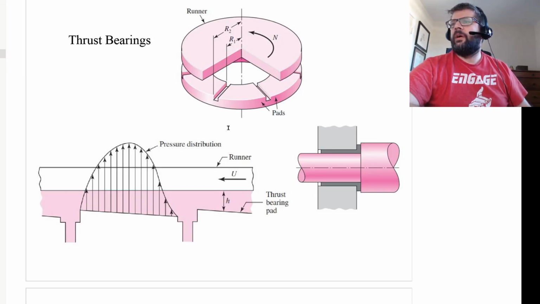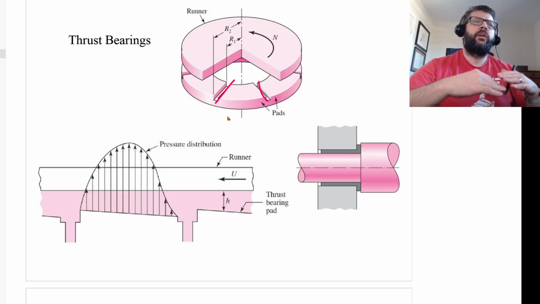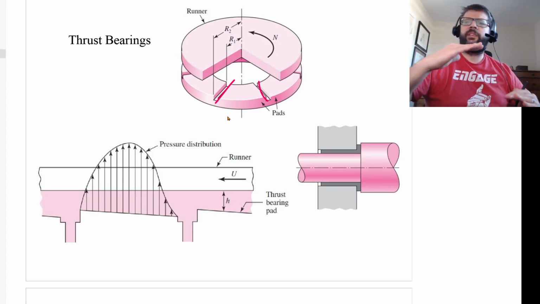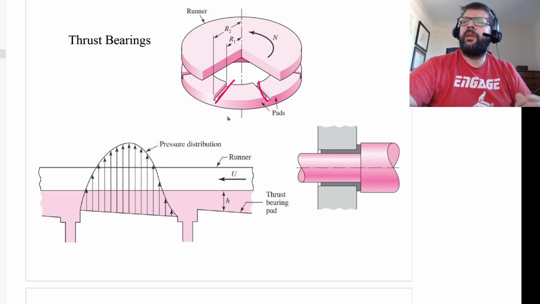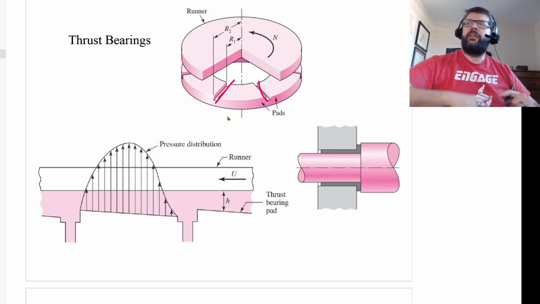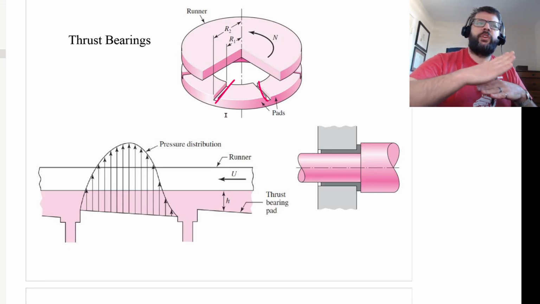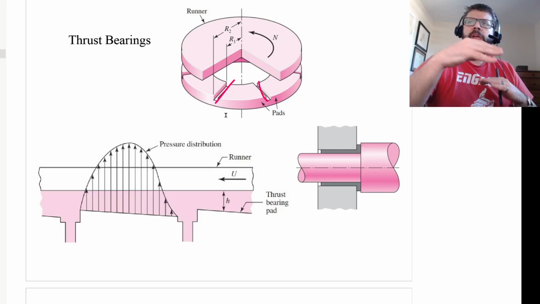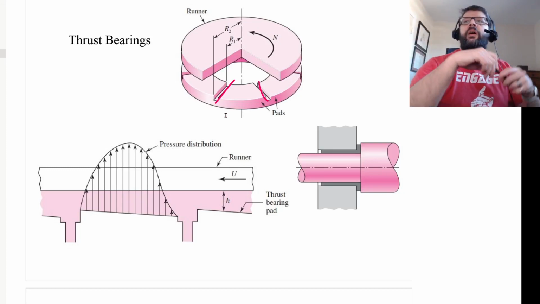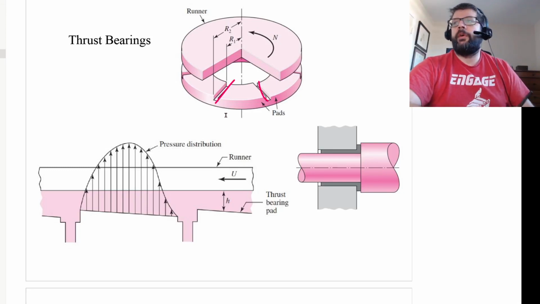Typically, we usually have setups like this where we've got these pads here. Those pads can be installed at a fixed angle, or they can be installed so that they have the capacity to tilt, so that they adjust the angle to match what is needed to resist the thrust that's being generated for the speeds we're talking about.